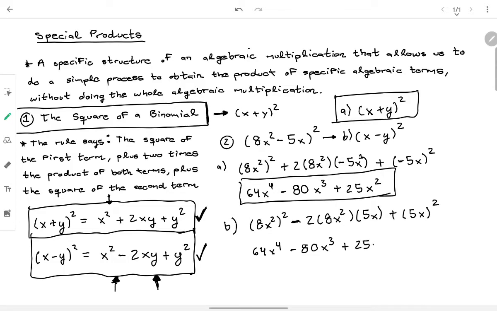is 25 x squared. So then, as you saw, we can use the first rule or the second rule, and we will get the same final answer. But it's very important to remember, if we are only using the first rule, we will need to put the signs of the terms inside the parentheses. If we are using the second rule, then we don't need to use the signs. Both terms, we are going to use as positive terms. So let's see some other examples.